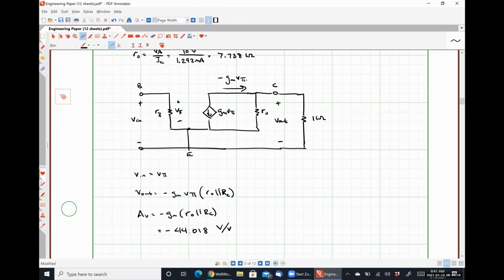What if the Early effect were not present? What would our gain be? Would it be larger or smaller? Let's just quantify it in that way.